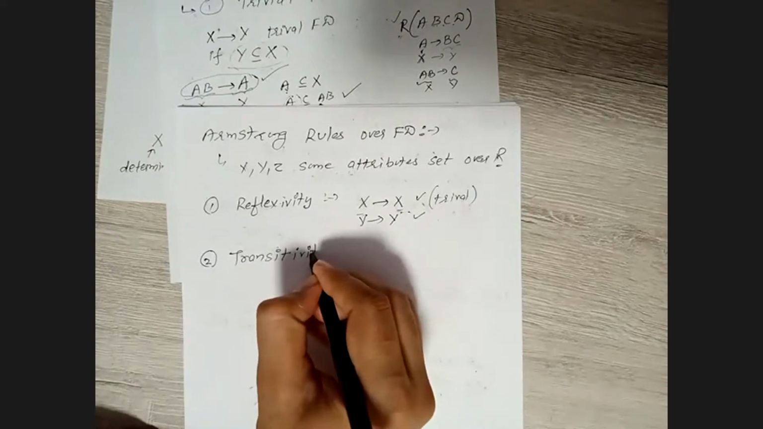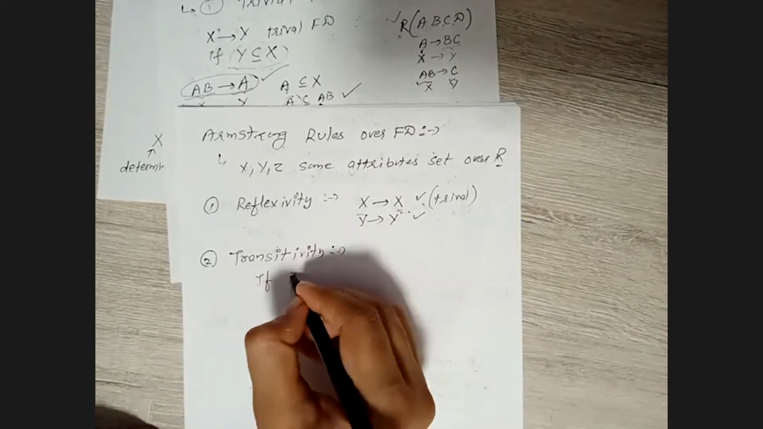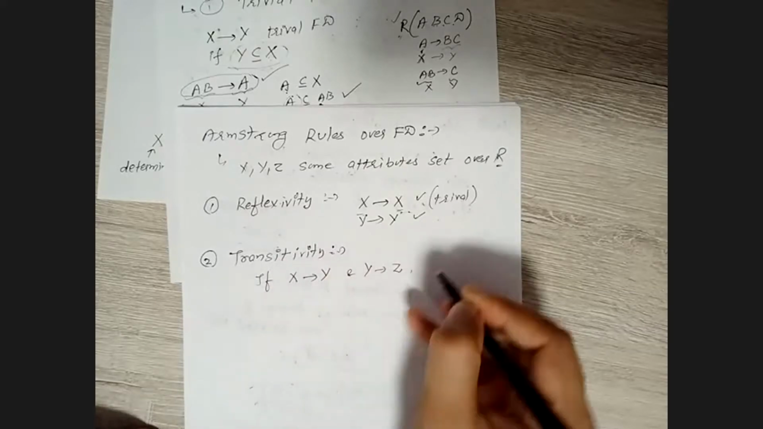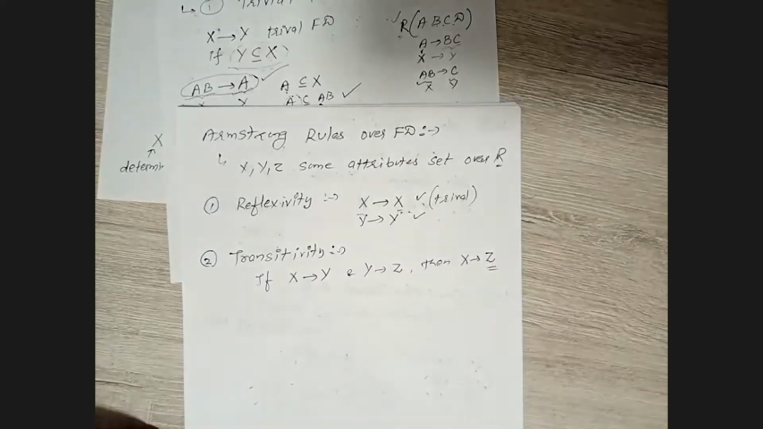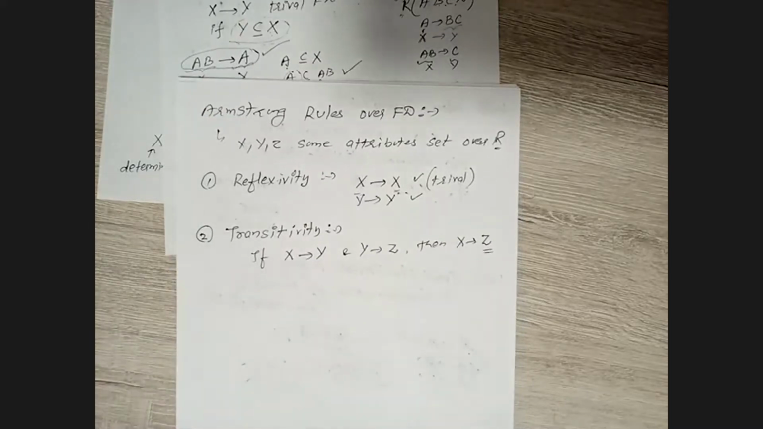Transitivity says what? Understand, if I say X determines Y and Y determines Z, then definitely X will determine Z, right? The transitive rule in mathematics, in relations and functions, you're quite familiar with, we used to study it.